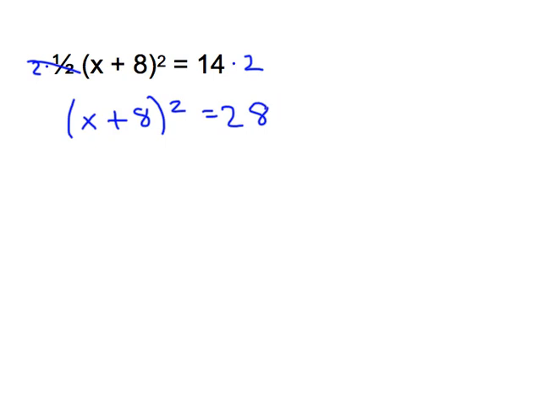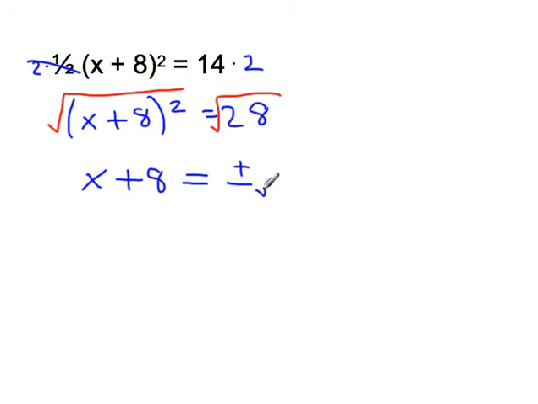Now, in order to get rid of the squared, since I have something squared, I would take the square root of both sides. When I do that, over on the left, the square root and the squared cancel each other out, so I'd have x plus 8 equals, now here's where you have to be careful. Whenever you put this square root in, this side over here that doesn't have the x, you have to put plus or minus in front. Now we do the square root of 28.